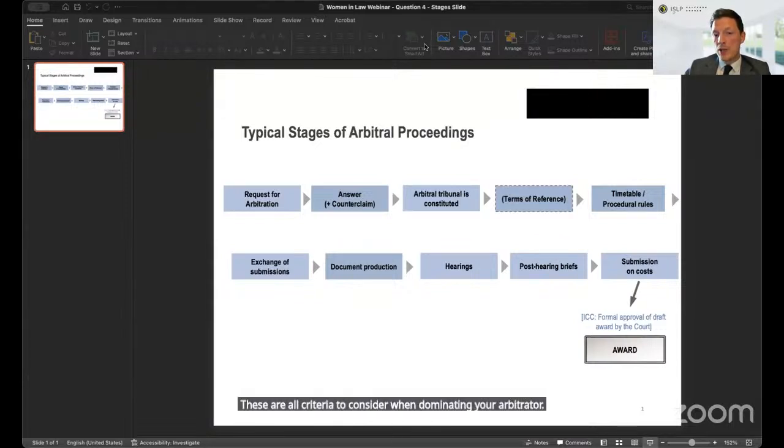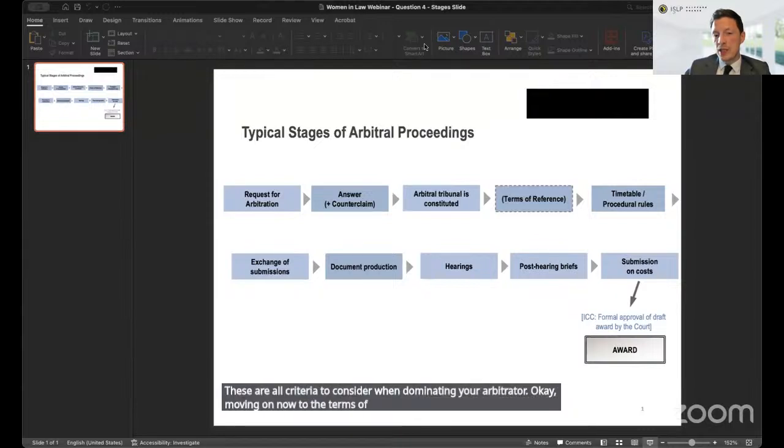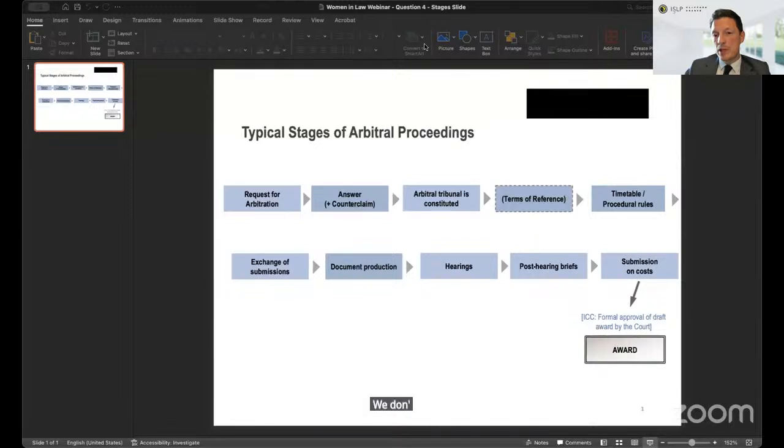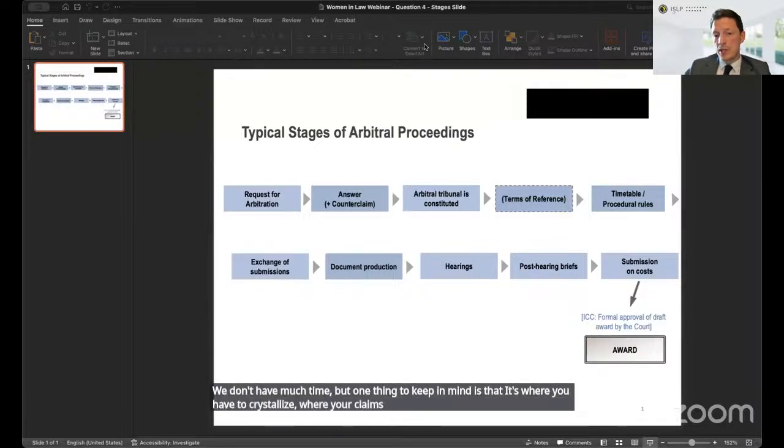Okay, moving on now to the terms of reference. This is a specificity of ICC arbitration. We don't have much time, but one thing to keep in mind is that it's where your claims or defenses are crystallized. So it's not something to be taken lightly.